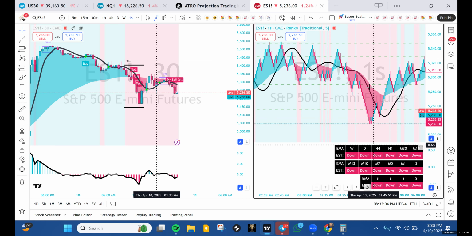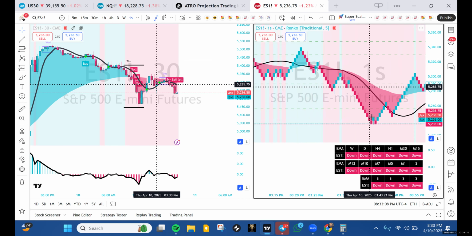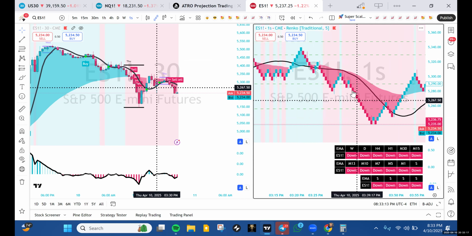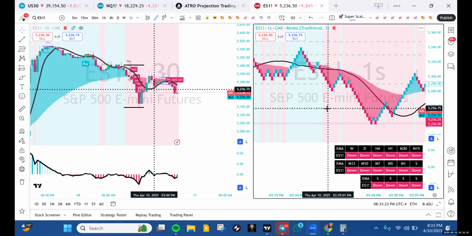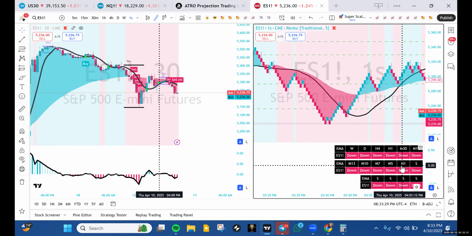Now, if people have never traded Renko or used Renko, each brick is set 5 pips. You want me to get you muted for this real quick? Okay, let me mute it. Real quick. I muted. All right, perfect. So I appreciate that.